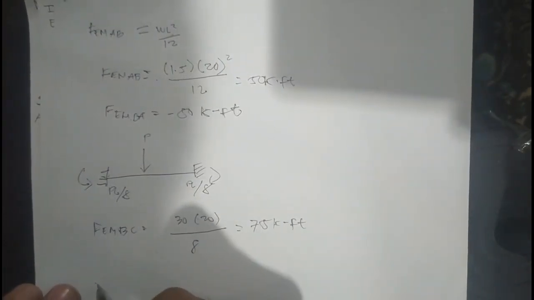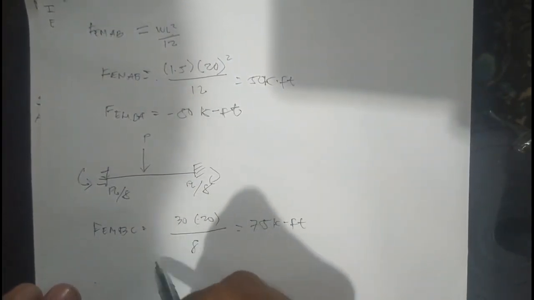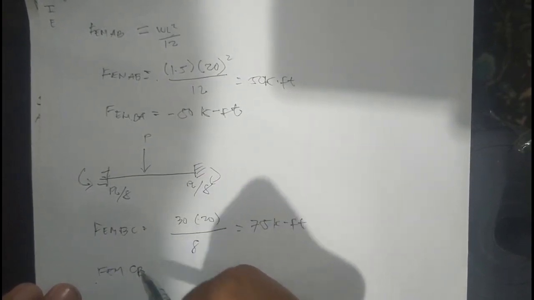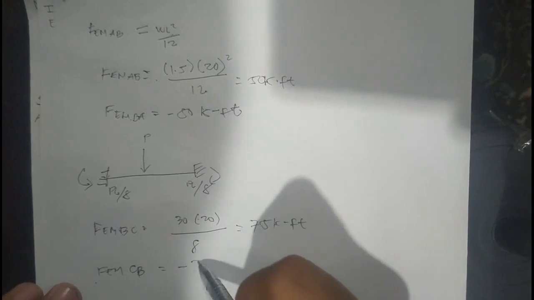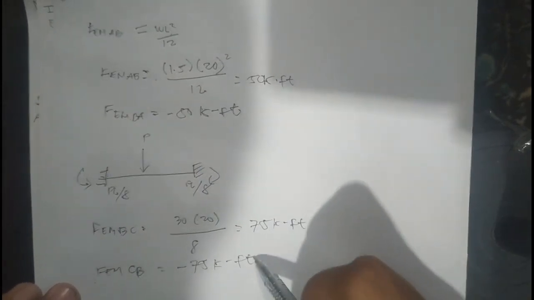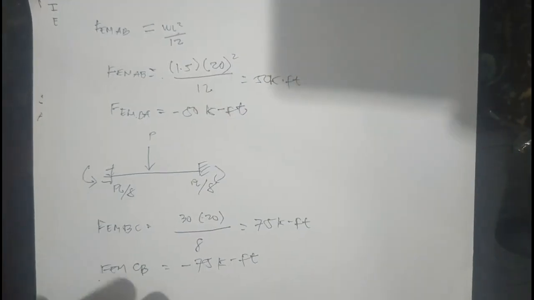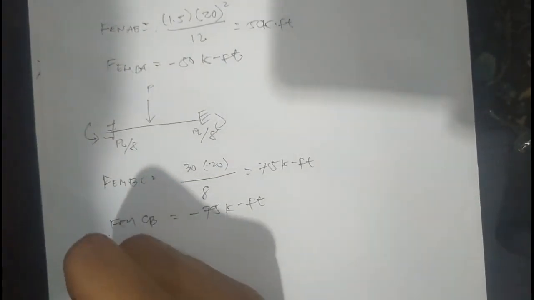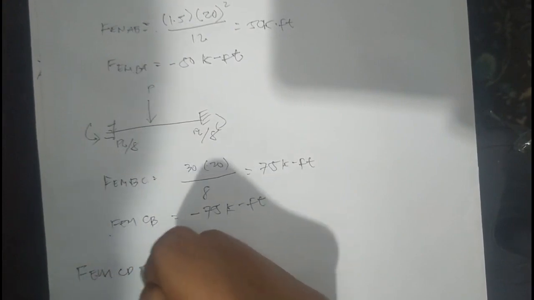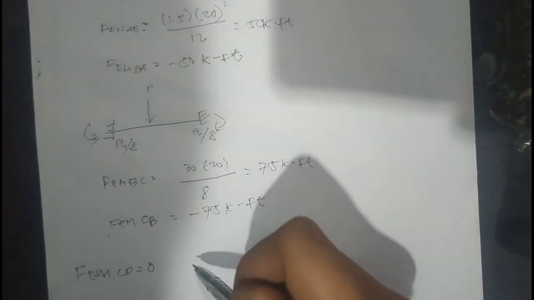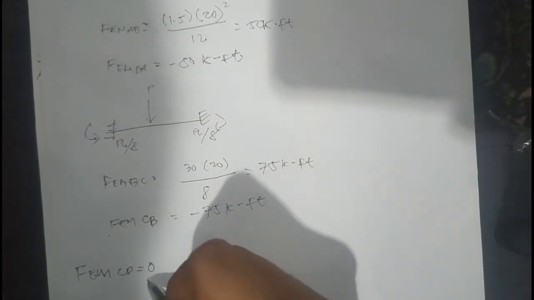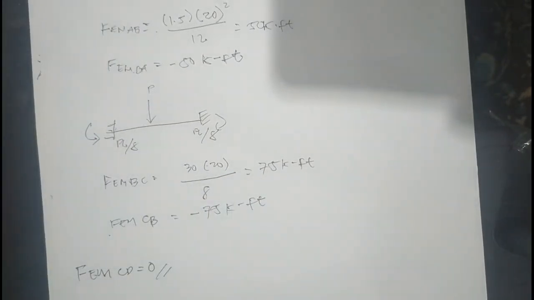Next is to get the other one. So FEM CB, negative lang po na siya, negative 75 kilo per feet. So ang joint CD na to, FEM CD, since wala man siya external load, mahimo na siya 0.